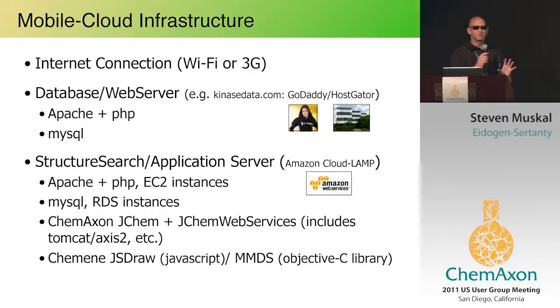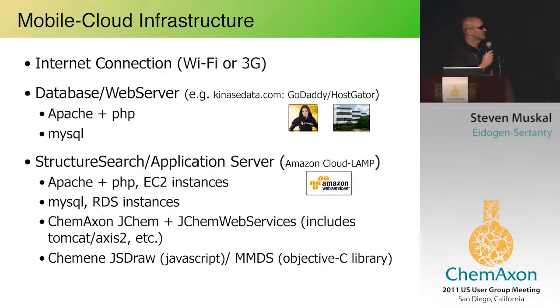We try to work with technologies that there are a lot of people out there who know how to develop in. So the LAMP technology, the Linux, Apache, MySQL, PHP is an environment we often work in for these apps. For the structure search piece, that's one of the reasons I have the opportunity to talk today here at the ChemAxon users meeting, is that we use ChemAxon's JChem web services on the back end for the structure search piece for the iKinase Pro application.